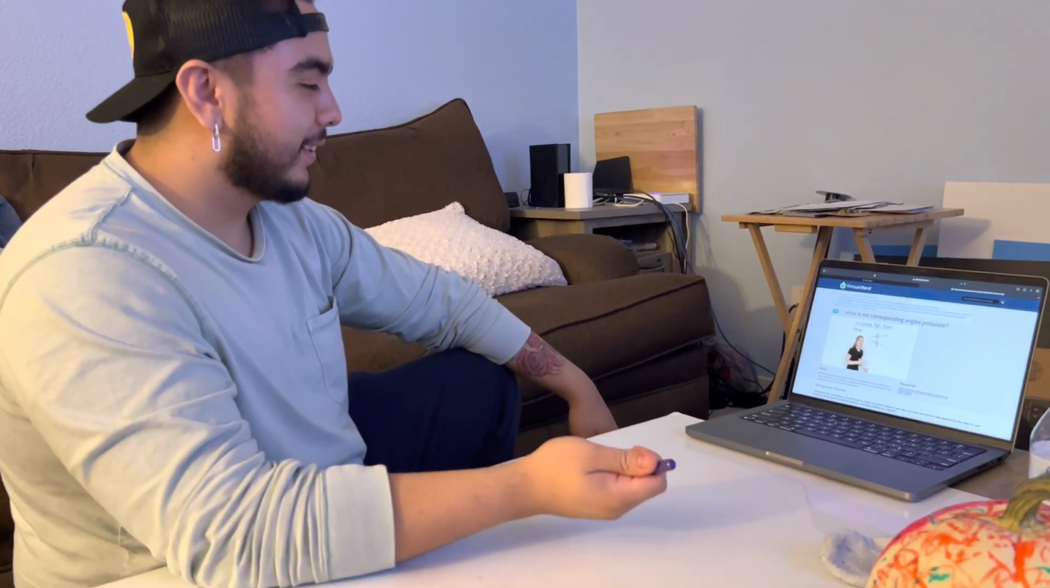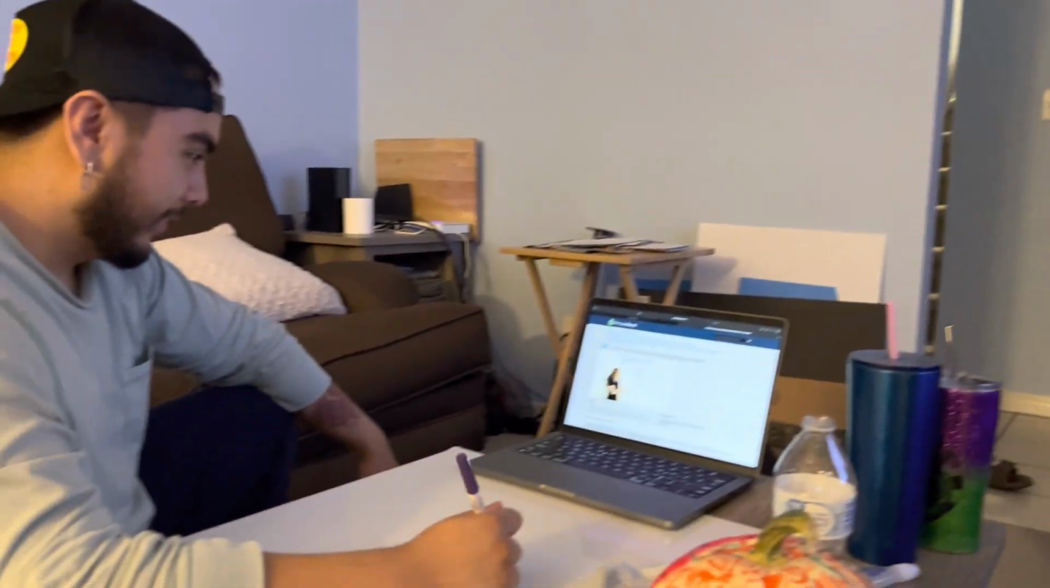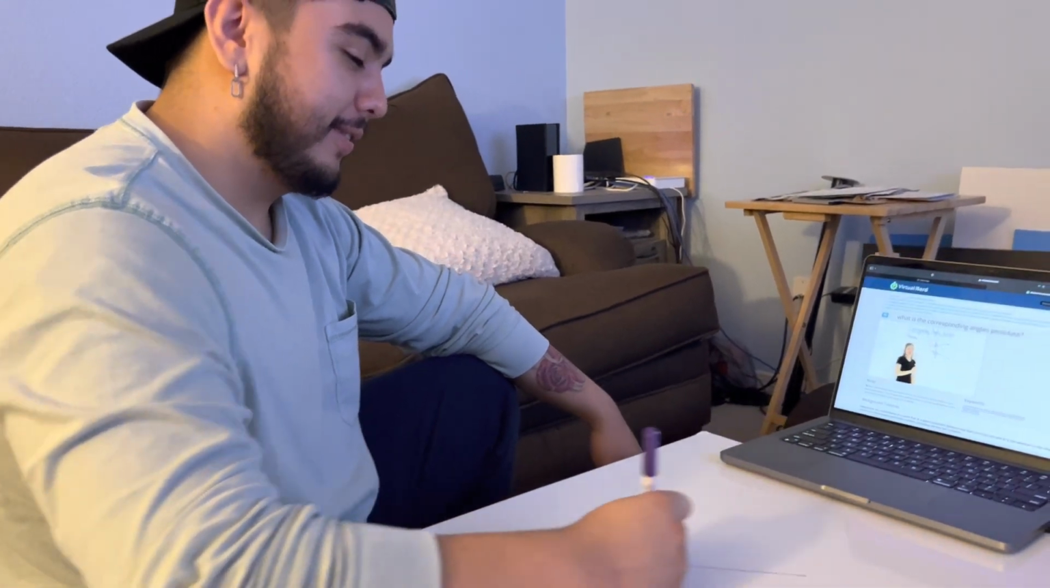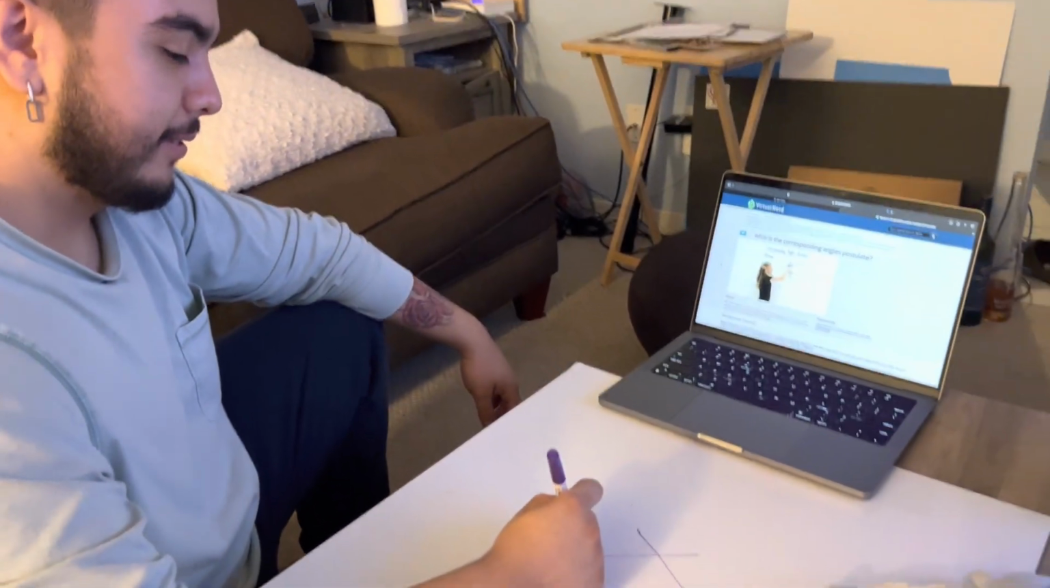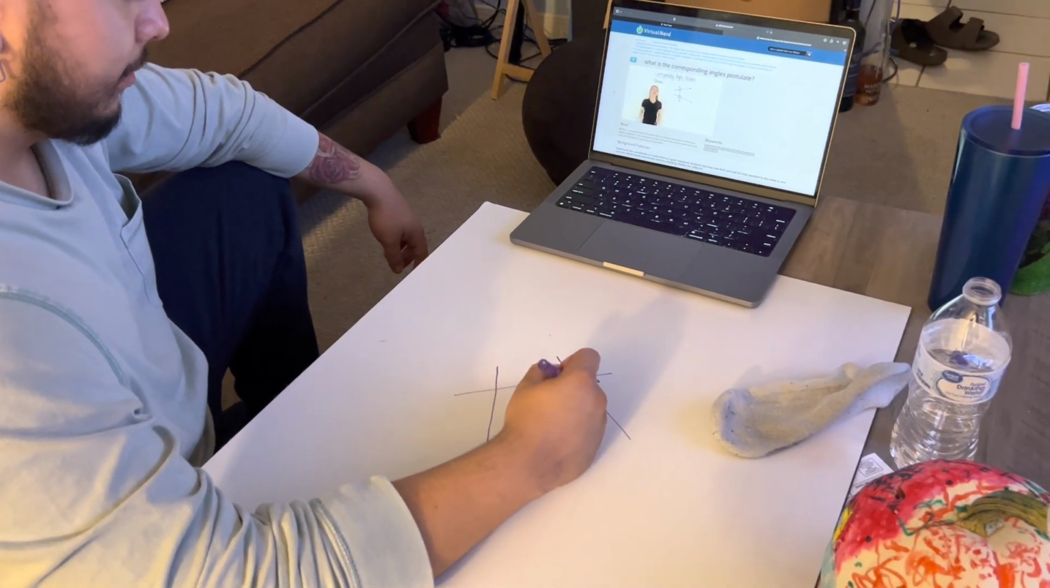Now, we focus on corresponding angles. Corresponding angles are angles that are on the same side of the transversal and in the same position. Take a look at angle 1. Angle 1 is to the left of the transversal. Angle 1 is also on top of this line. Is there another angle on top of the line and to the left of the transversal?